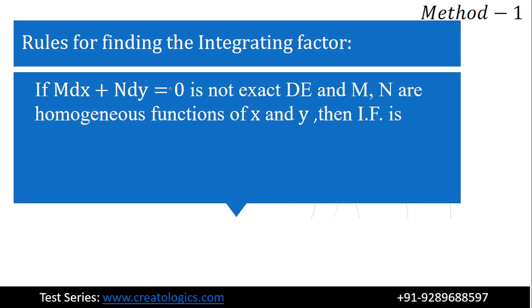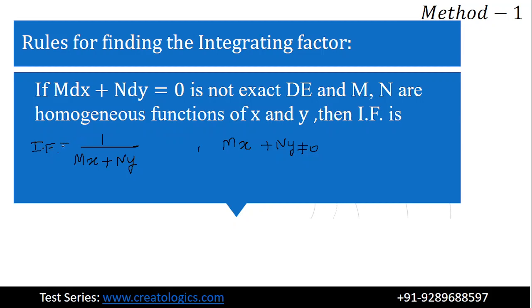If your given differential equation is not an exact differential equation, then how to find that integrating factor in case your M and N are homogeneous functions. You know what you mean by a homogeneous function? In a homogeneous function, each term will have the same degree, right? So if you are getting a differential equation of that kind, in that case your integrating factor will be given by 1 over Mx plus Ny, where given that Mx plus Ny should not be equal to 0, right? It will be your integrating factor.